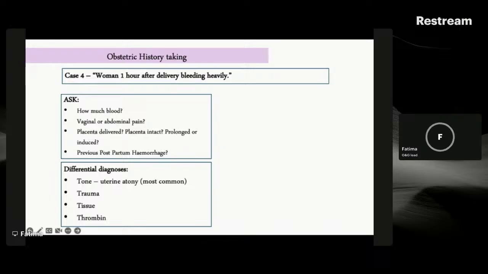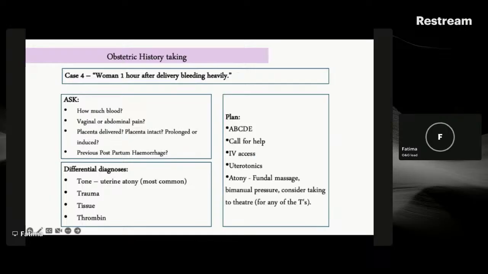Tissue, any retained tissue, and thrombin, okay? With uterine atony, it's the most common. And then plan would be rapidly assess the patient's clinical status. You do an A to E, and then you identify the cause of bleeding through examination and investigations. You're obviously 100% going to be calling for help.